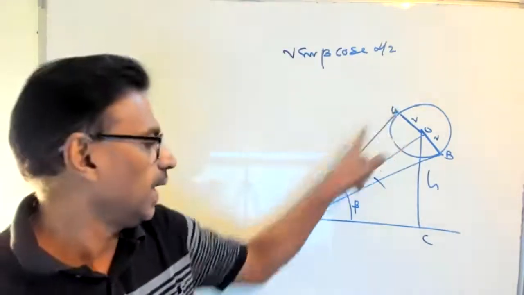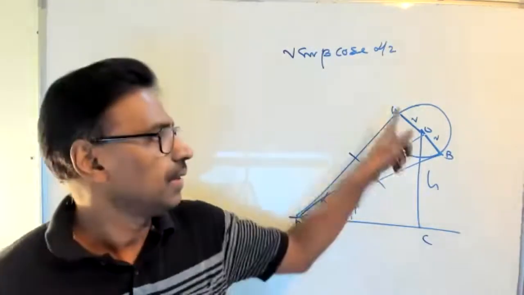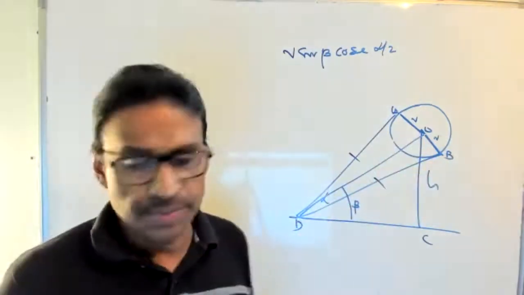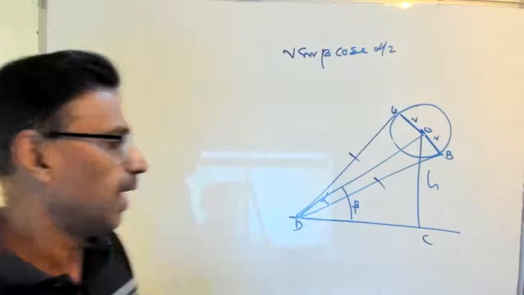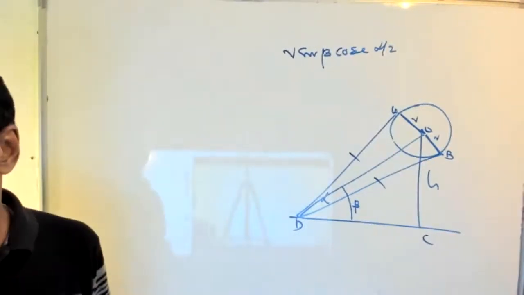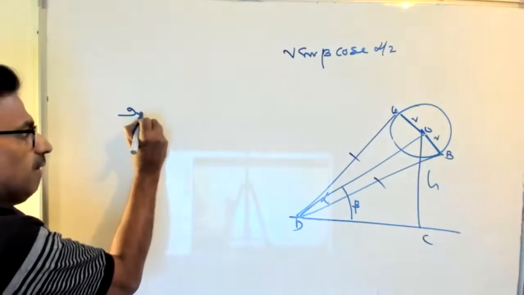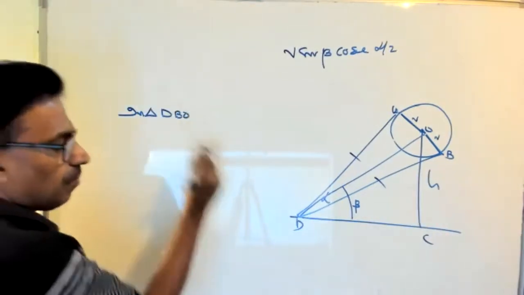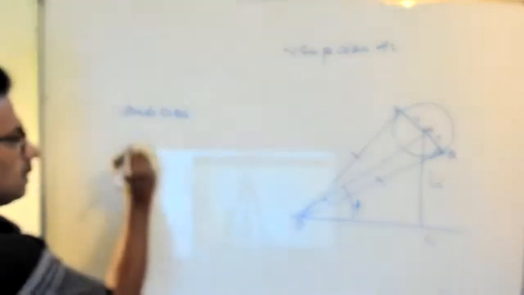Okay. Hence, angle ADO equals angle BDO, CPCT. Hence, ADO equals BDO equals alpha by 2, because the total is alpha, in between alpha by 2. Now wait, don't write. In triangle DBO, this angle is 90, correct? Sine alpha by 2 equals R by OD. Call it number 1.